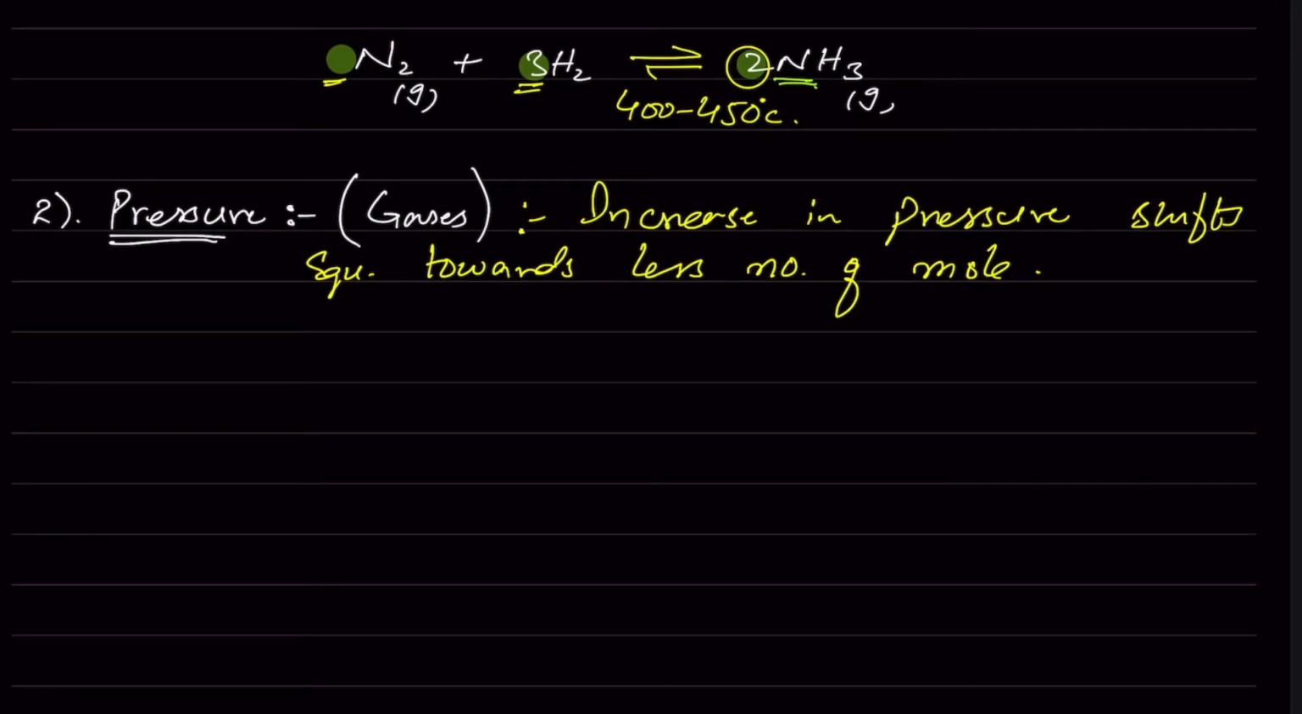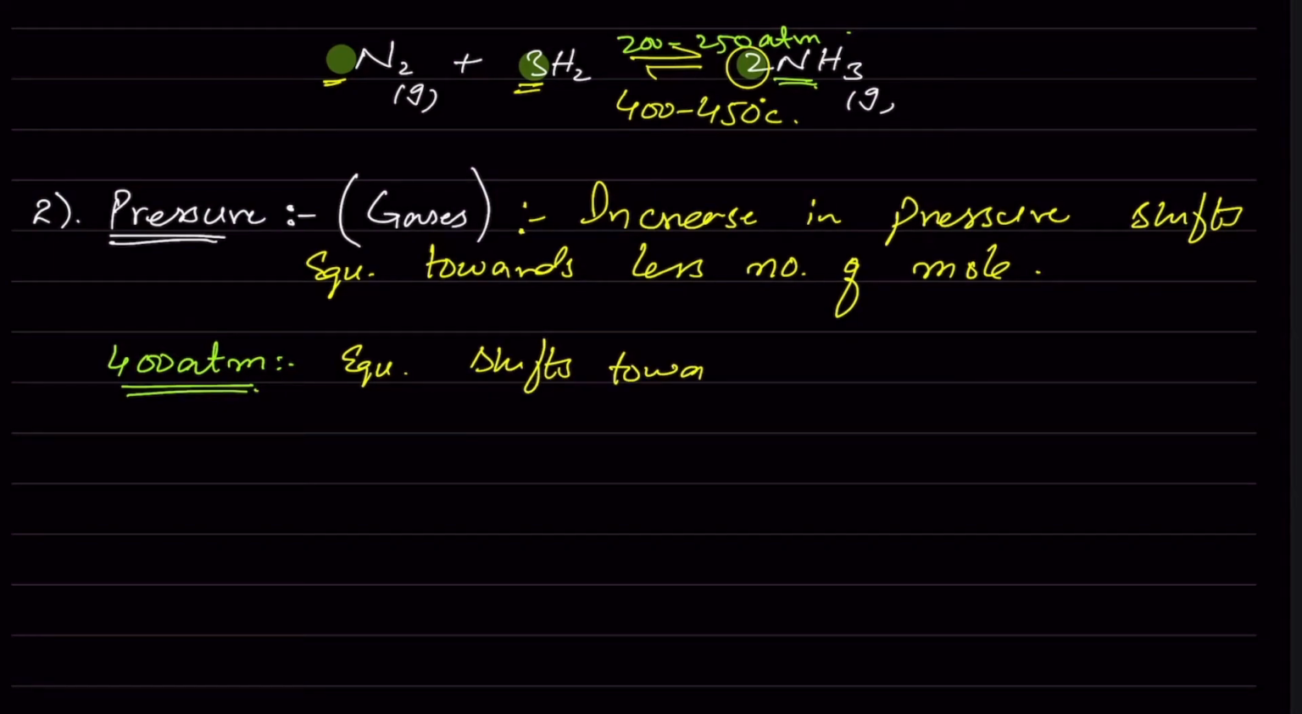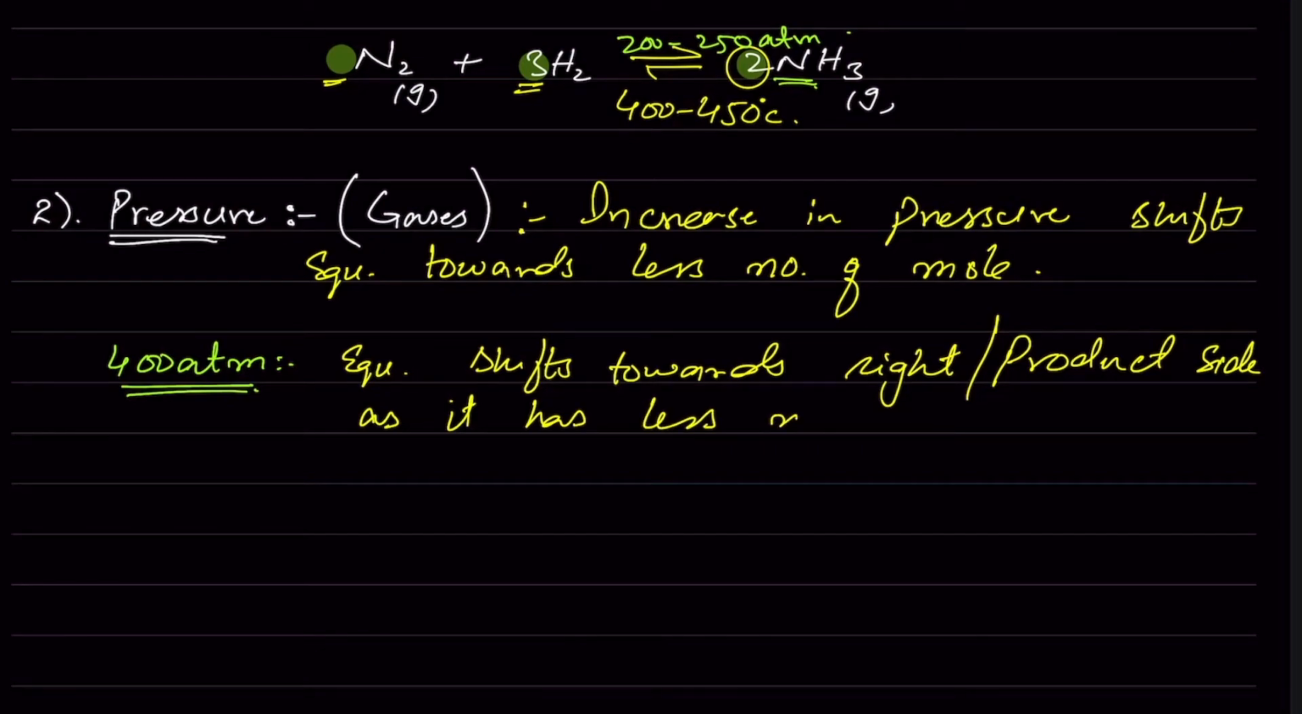So when you increase the pressure, normally this reaction occurs at 200 to 250 atm. Suppose you are going to make it 400 atmospheric pressure. Due to the increase in pressure, equilibrium shifts towards the right side or product side. Why will it shift towards the right side or product side? Because it has less number of moles.